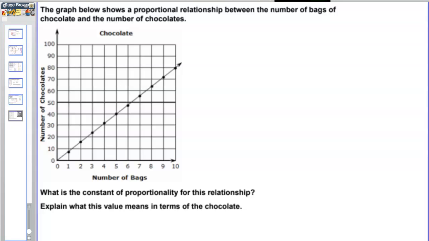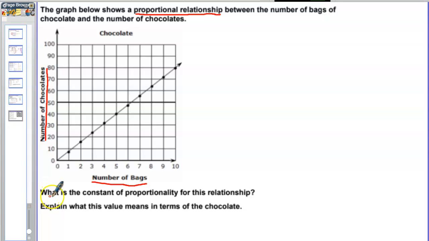The graph below shows a proportional relationship between the number of bags of chocolate and the number of chocolates. So we know that this relationship is proportional because it tells us that. And we can see that the line starts here at 0, 0, the origin, and it goes in a nice straight line. Those are the two characteristics of a proportional relationship. So I agree. Between the number of bags of chocolate, you can see that is here, and the number of chocolates.